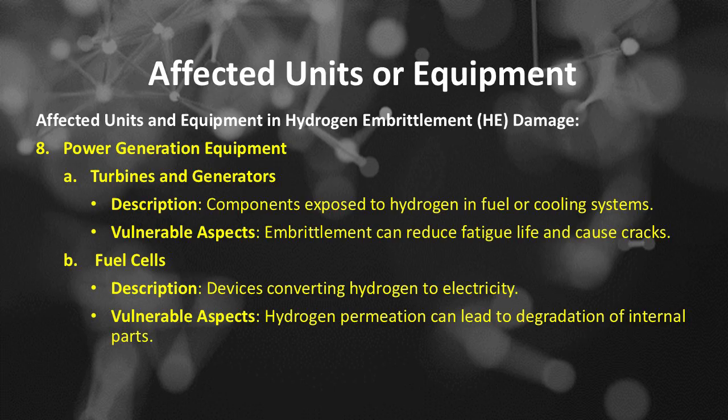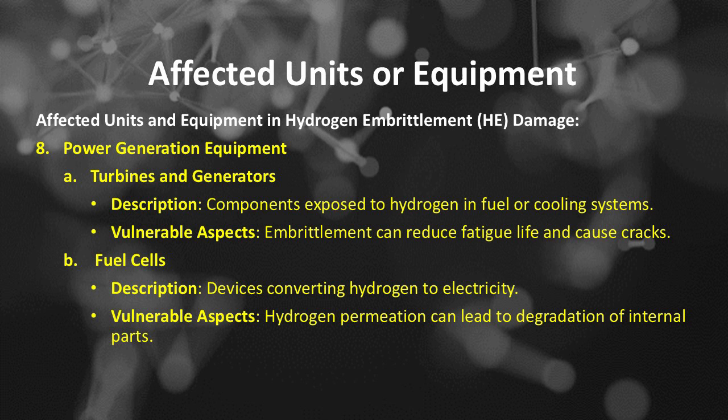Number 8 of affected units and equipment in hydrogen embrittlement damage is power generation equipment, which includes: Number A, turbines and generators. These components are exposed to hydrogen in fuel or cooling systems. The vulnerable aspects of these turbines and generators include embrittlement, which can reduce fatigue life and cause cracks.